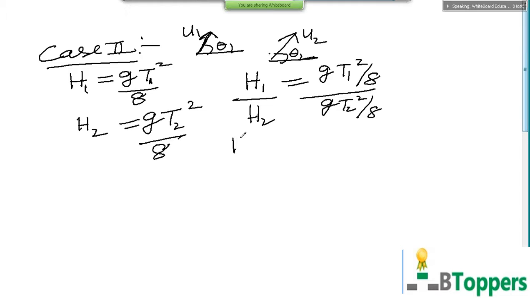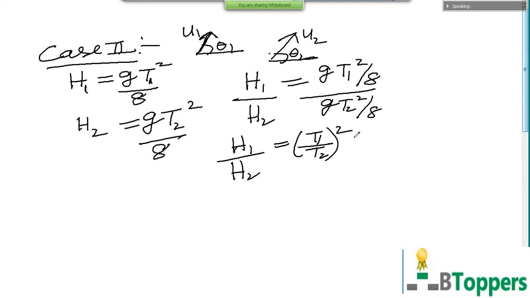So you get h1 by h2 equal to t1 by t2 whole square. So the ratio of the maximum heights reached by two different projectiles at a given place is the square of the ratio of their times of flight.